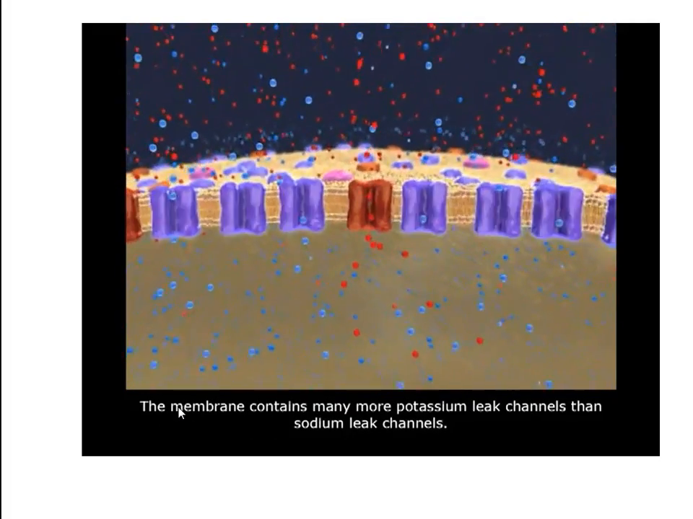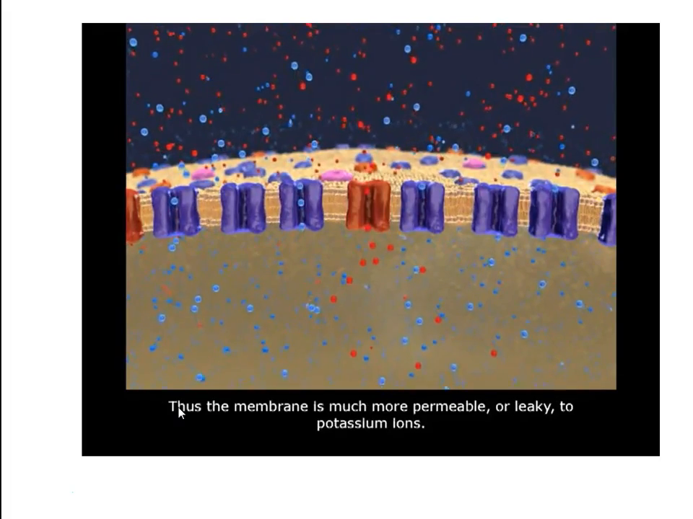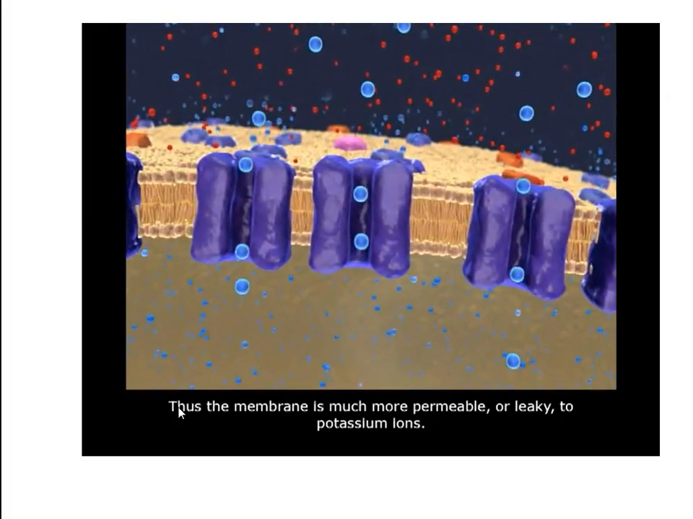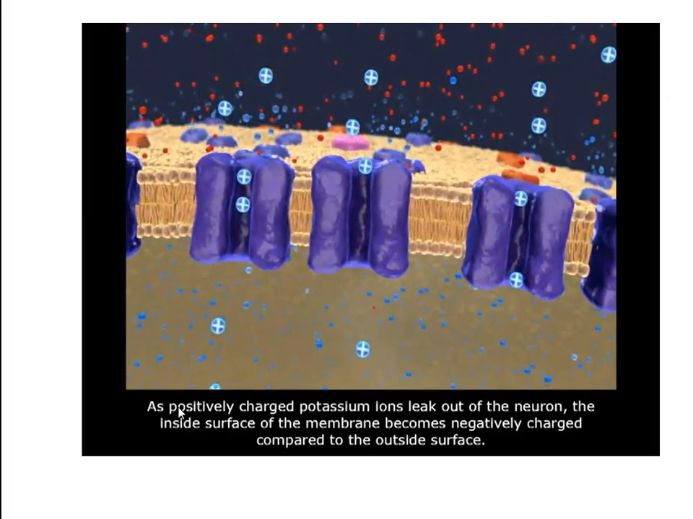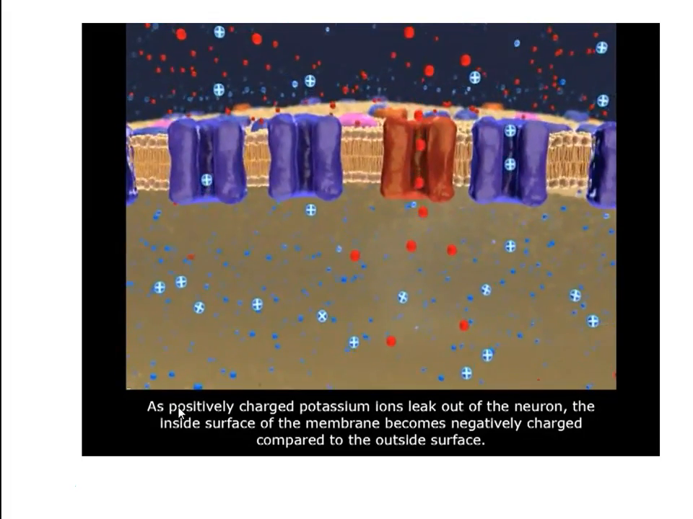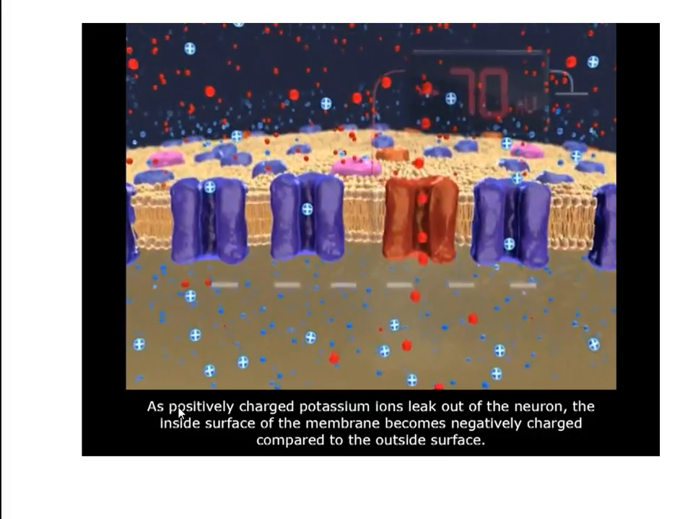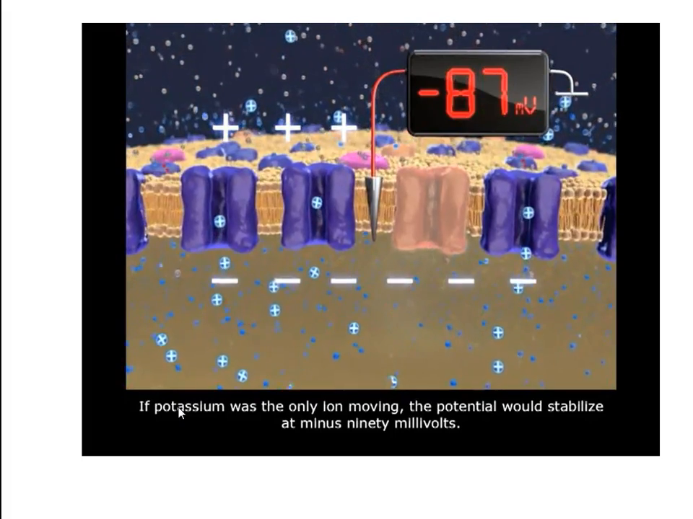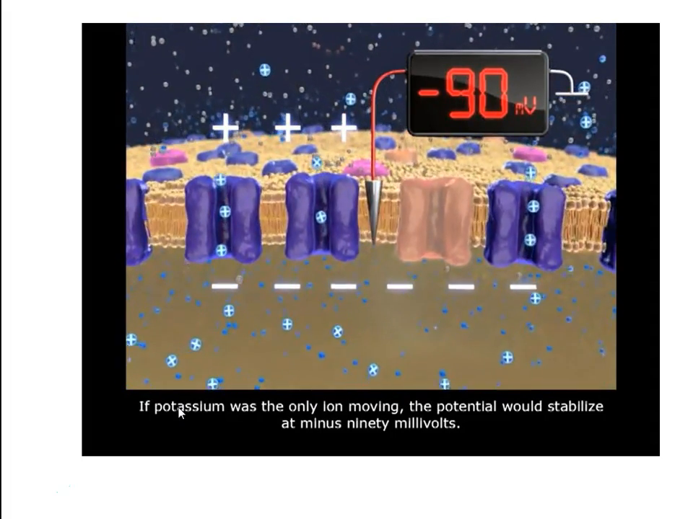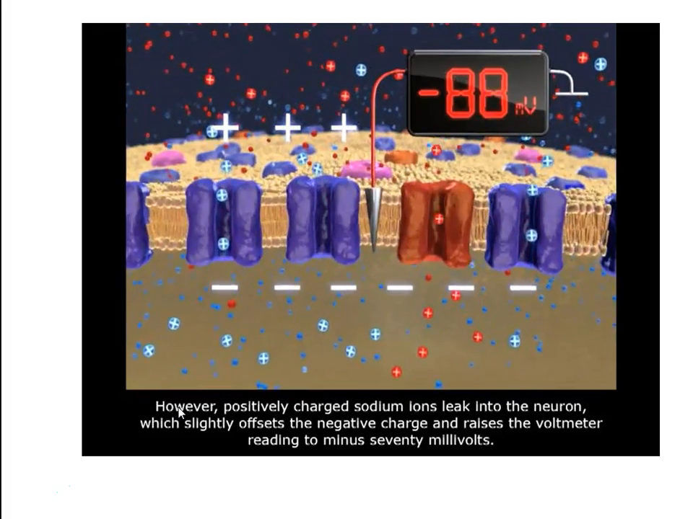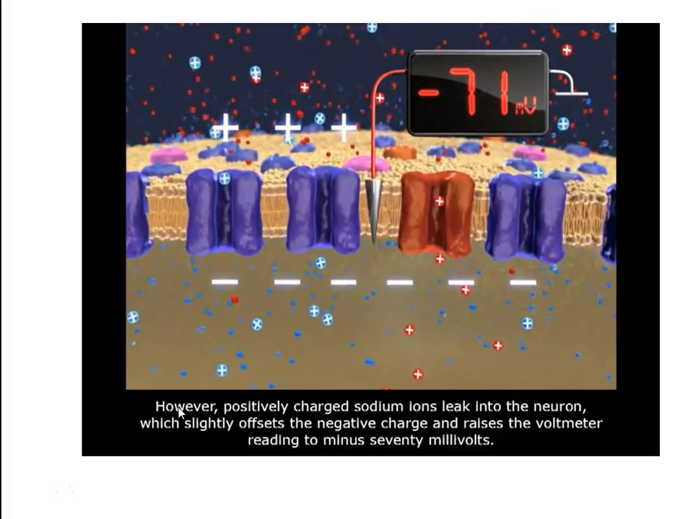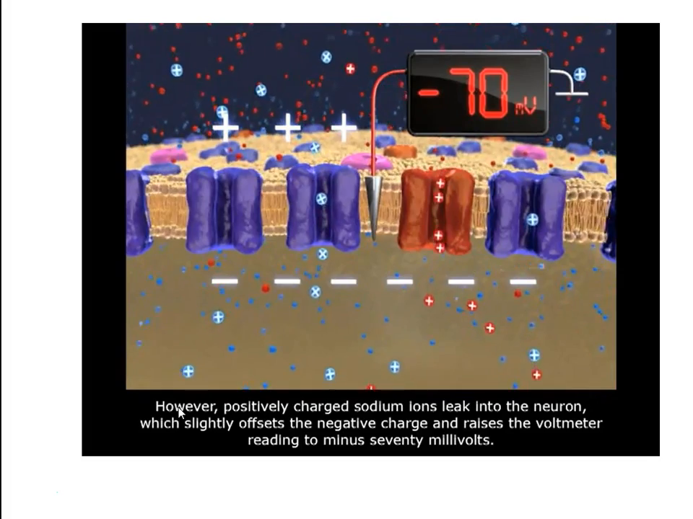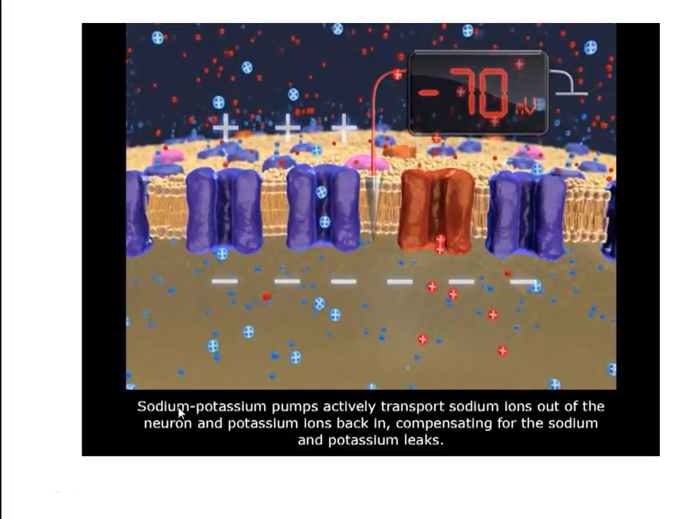The membrane contains many more potassium leak channels than sodium leak channels. Thus, the membrane is much more permeable, or leaky, to potassium ions. As positively charged potassium ions leak out of the neuron, the inside surface of the membrane becomes negatively charged compared to the outside surface. If potassium was the only ion moving, the potential would stabilize at minus 90 millivolts. However, positively charged sodium ions leak into the neuron, which slightly offsets the negative charge and raises the voltmeter reading to minus 70 millivolts.